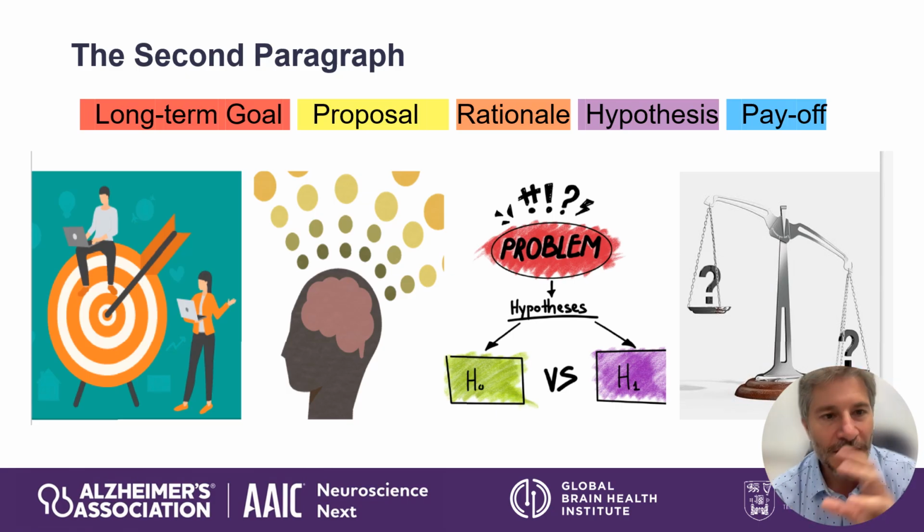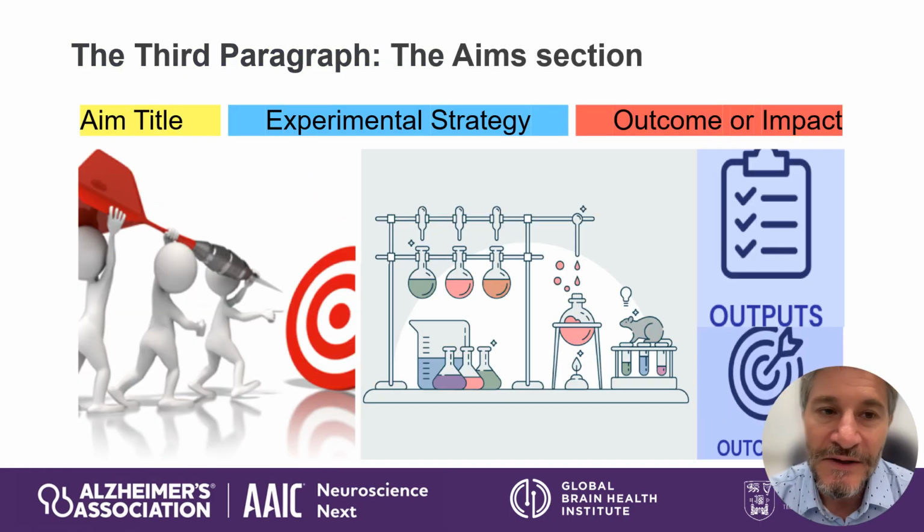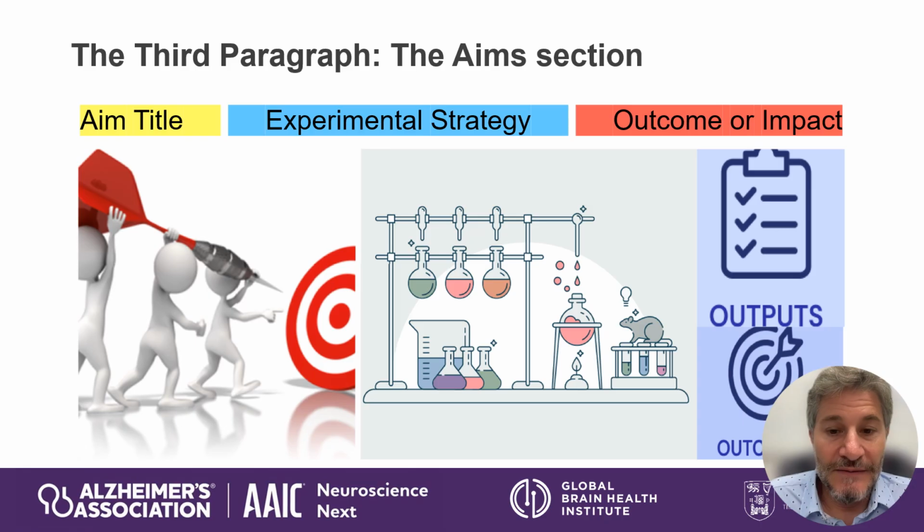And then you can close the second paragraph summarizing what will be the benefit. This is more secondary, but sometimes it's important to put in the second paragraph. And then in the third paragraph, you introduce the specific aims. Usually you have only 3 aims. This is the most typical number. Of course, you can have fewer. You can have 1 or 2, or you can have 4, 5 or 6.